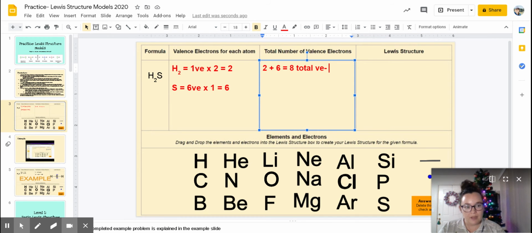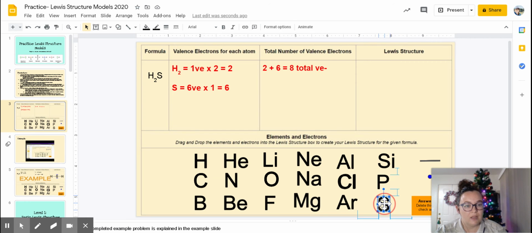Step 2 is we have to identify the central atom and bond the atoms together using a single bond. We have H2S. Normally the least electronegative atom is in the middle, or the atom written first, or the atom that there's only one of. In this scenario, sulfur is going to be our central atom. I'm going to click on my sulfur and drag it up into my box where I'm going to draw my Lewis structure.